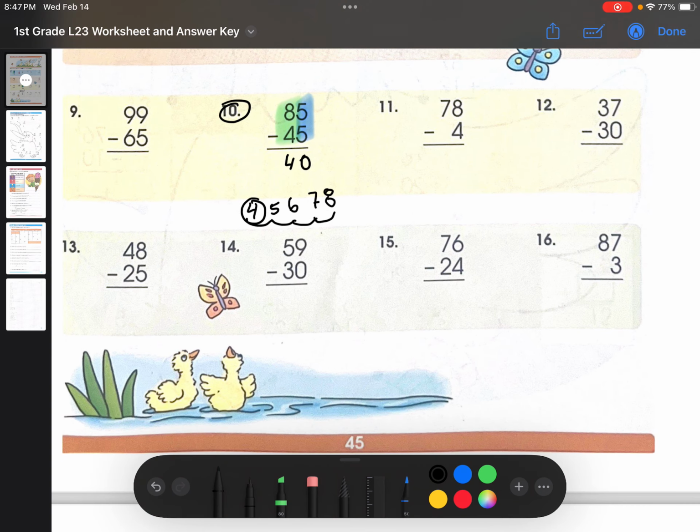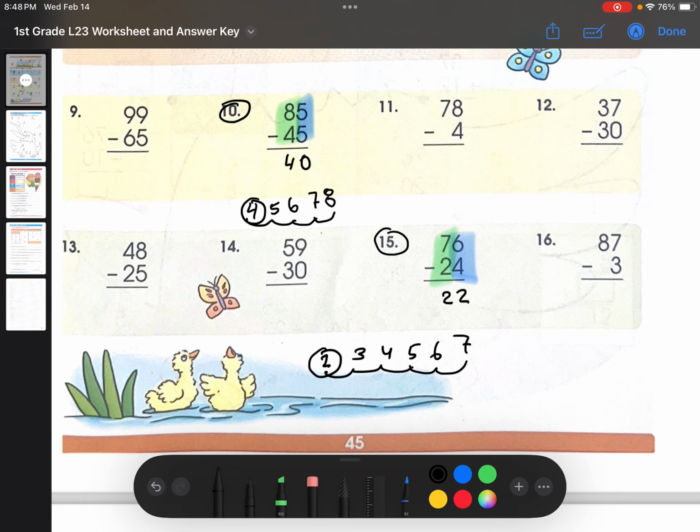Let's do number 15. Let's start off. First we do the ones, 76 minus 24. So first you do 6 minus 4. If you can't do it in your head, you can count backwards again, but the answer is 2. And then 7 minus 2 is our tens. And again, you can just count backwards if you can't do it in your head. 6, 5, 4, 3, 2.